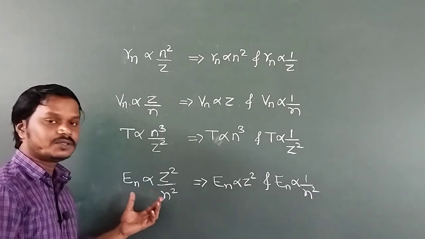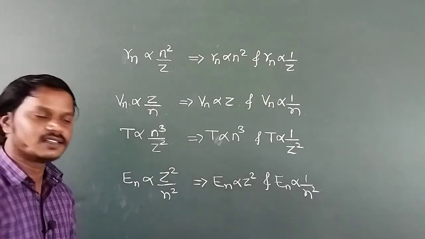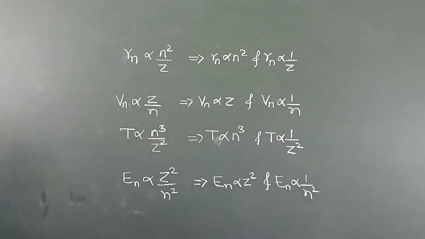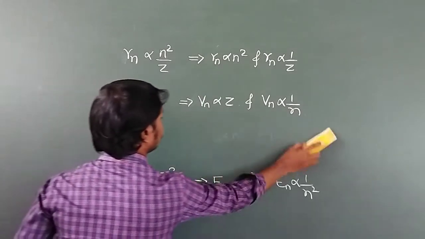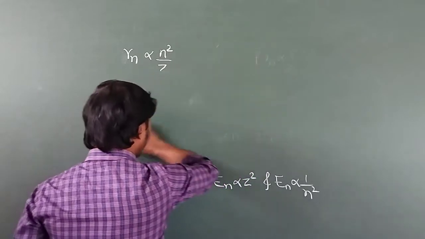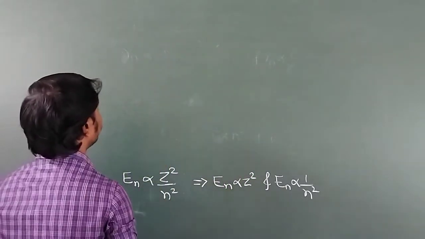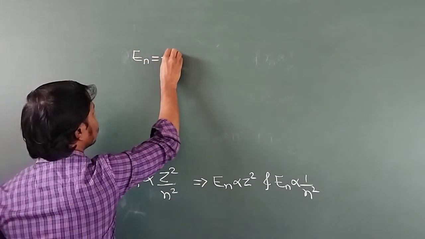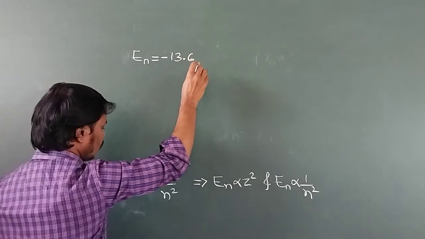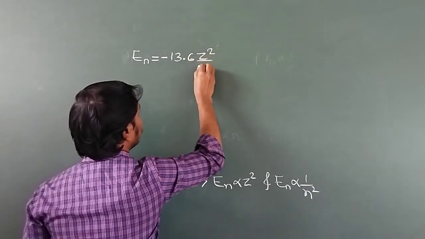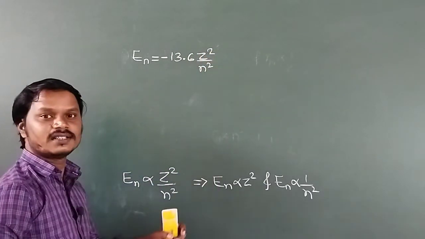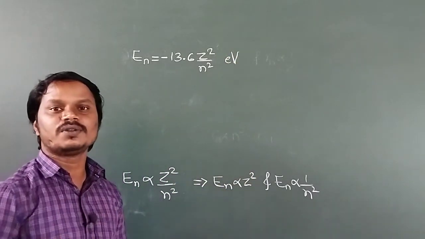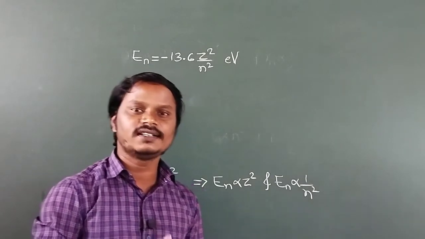Then what is the expression to find the energy of the electron in the nth orbit? That is En is equal to minus 13.6 Z square by n square. So energy of the electron in the nth orbit can be written as minus 13.6 into Z square divided by n square, and here the energy is measured in electron volt. So what is the value of 1 electron volt? That is 1.6 into 10 to the power of minus 19 joule.